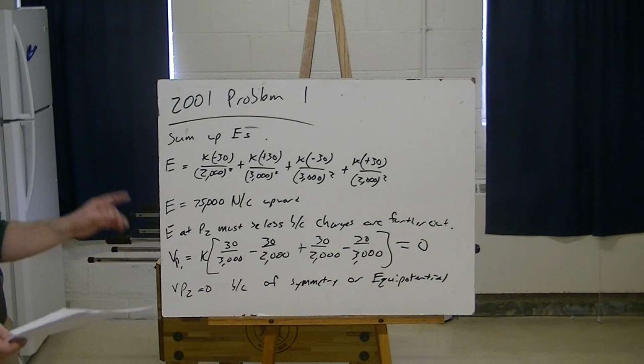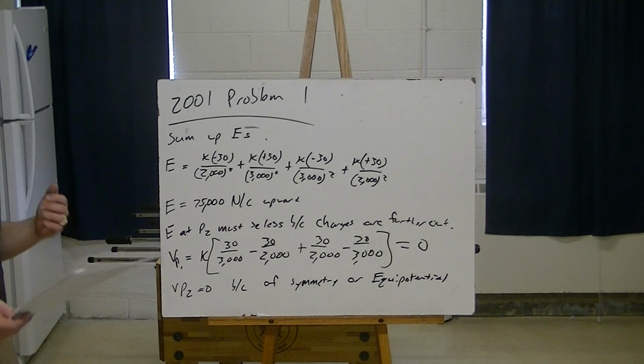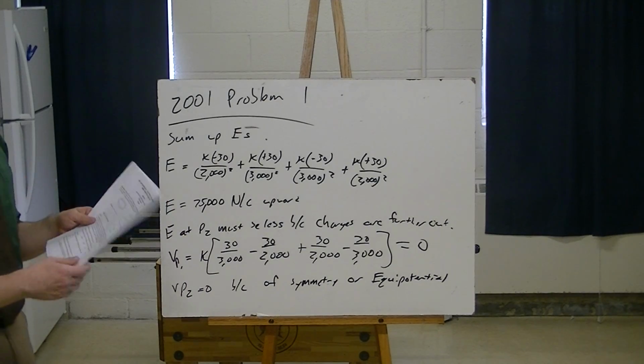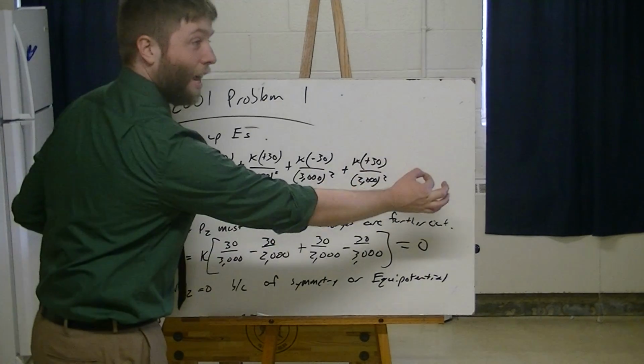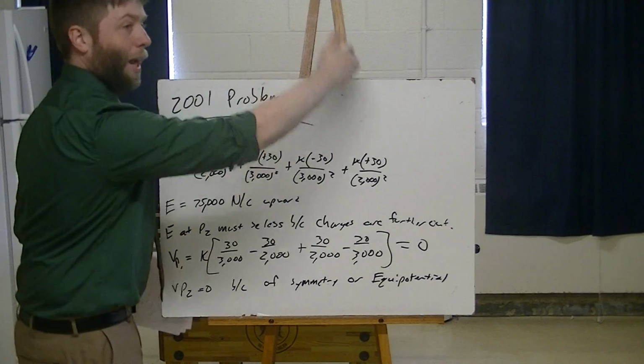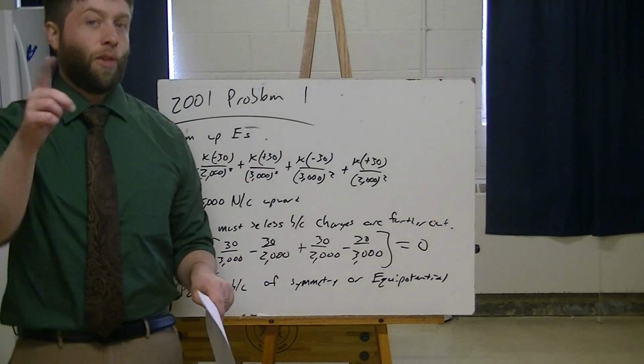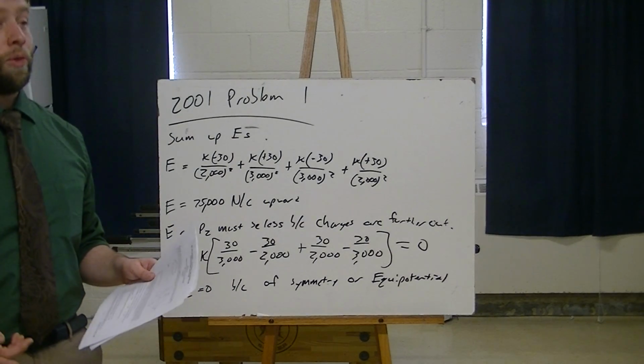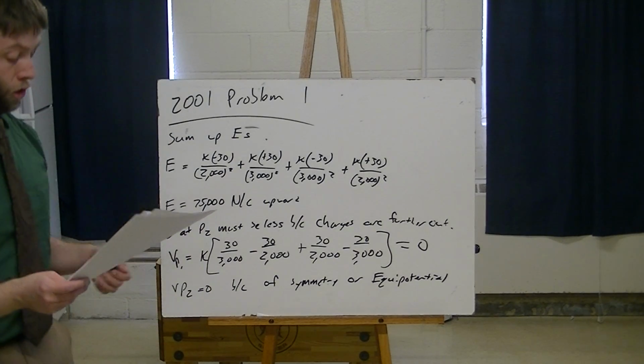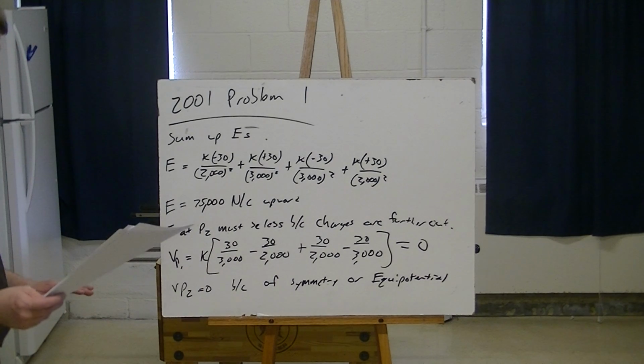At point 2, we have to have less electric field because we are further away from the charges. Point 2 has moved along the x-axis a little bit. That's increased the radius for each one of the charges. By increasing the radius and remembering that the electric field goes as 1 over r squared, each one of those electric fields is going to be reduced. Hopefully that makes sense.